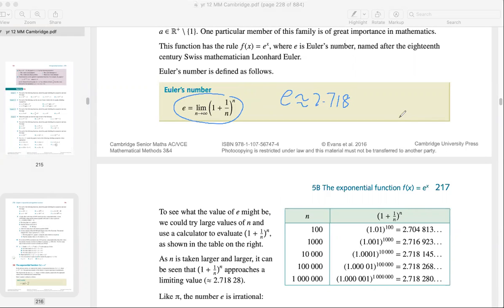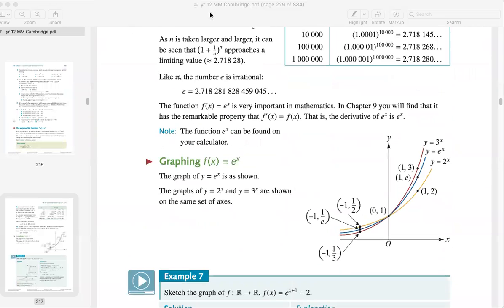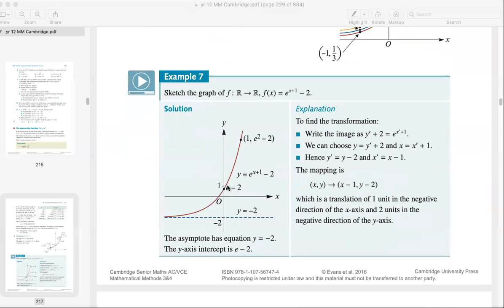You don't need to know where it comes from. You just need to know e is approximately 2.72, or 2.718. So the graph will be quite similar to 2 to the power of x and 3 to the power of x, because essentially e to the x is approximately 2.718 to the power of x. So the graph will be between 3 and 2. Then you just draw the graph as required.